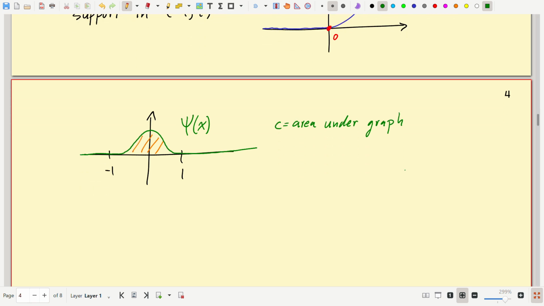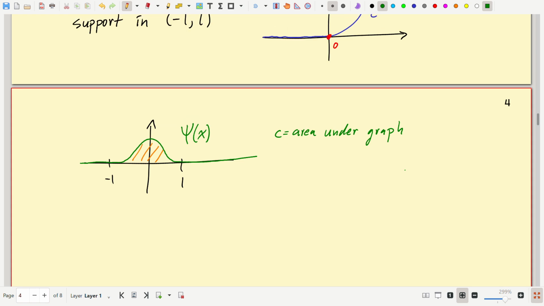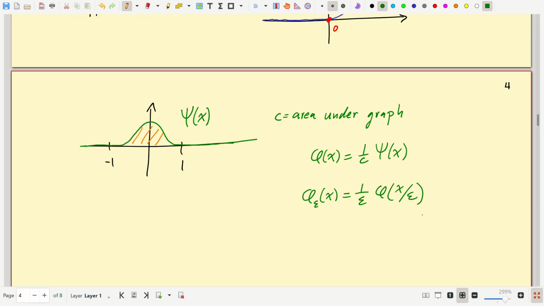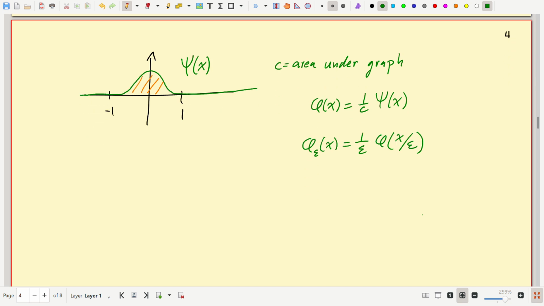And then I take my bump. My bump is 1 over C times psi of x. And then the bump I'm going to use is phi sub epsilon of x, which is 1 over epsilon phi of x over epsilon. So the usual bump function trick. But this one has compact support, and that's a fantastic thing to have.